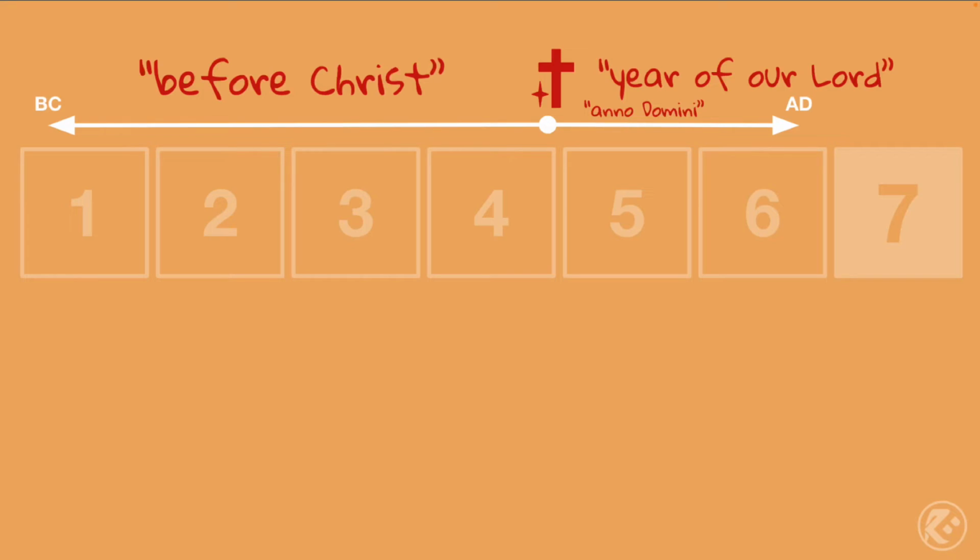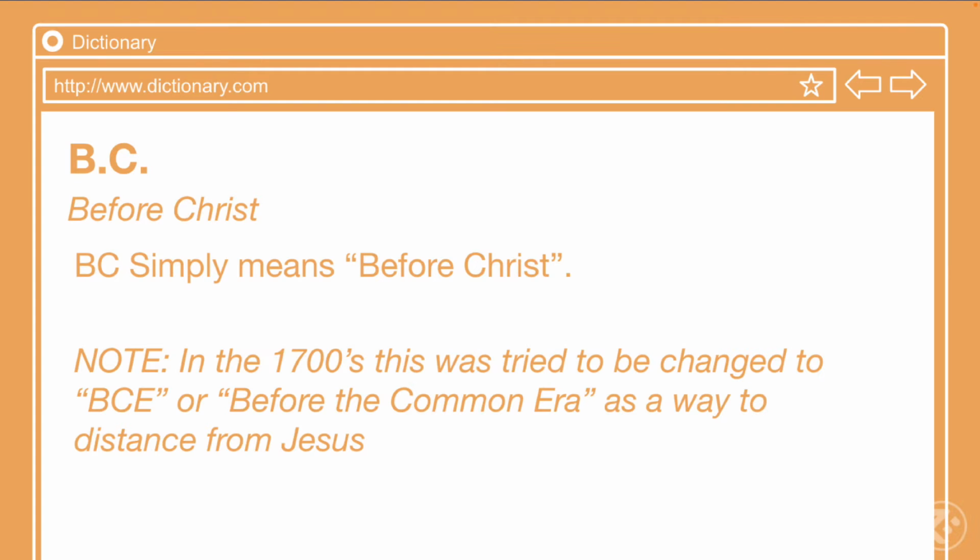I do think it's interesting, just as we're talking about dates, that our entire way of counting time is based on before Christ and after Christ, right? So before Christ, BC, everyone's seen that, it's been changed now to BCE, which is before Common Era, as a way for atheists to distance themselves from Jesus.